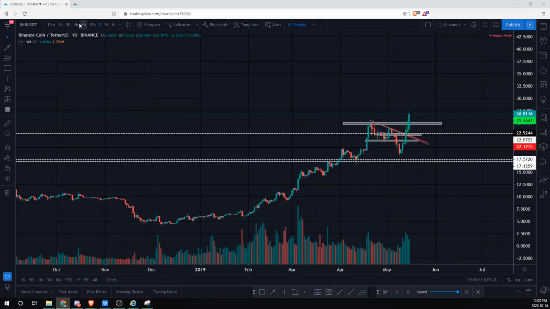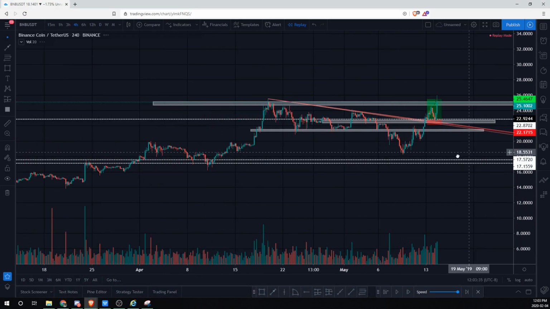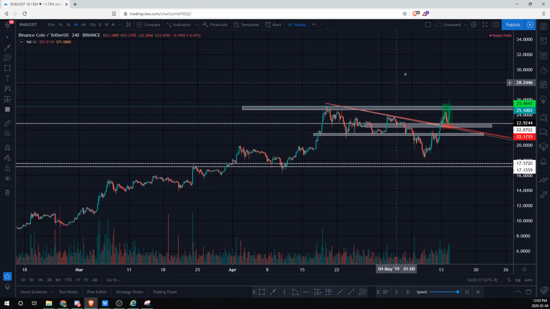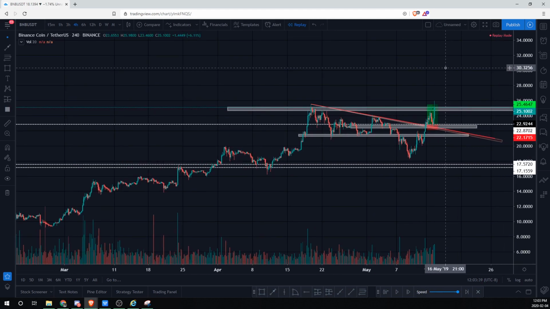We can see it pretty clearly on the 4 hour and especially on the 1 hour. Overall, pretty happy with that trade plan and the trades that we took.